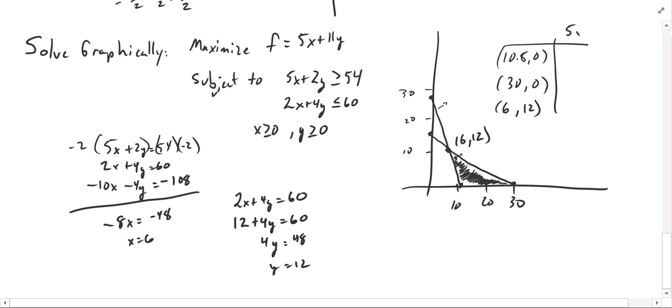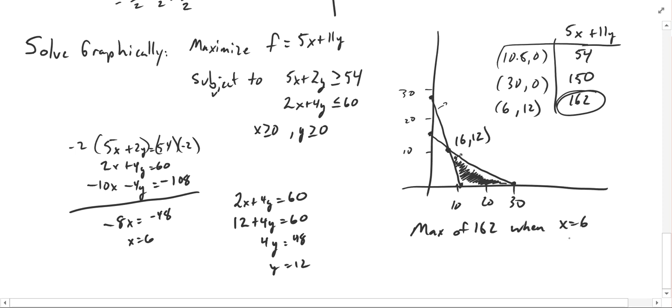Alright, and then I'm trying to maximize f, and f is 5x plus 11y. So if I plug in 10.8 for x and 0 for y, I'll get 54. And if I plug in 30 for x and 0 for y, my f value would be 150. And if I do 6 for x and 12 for y, so 5 times 6 plus 11 times 12, I end up with 162, and edging us out slightly to get the maximum value is 162. When x equals 6 and y equals 12 would be our final solution.